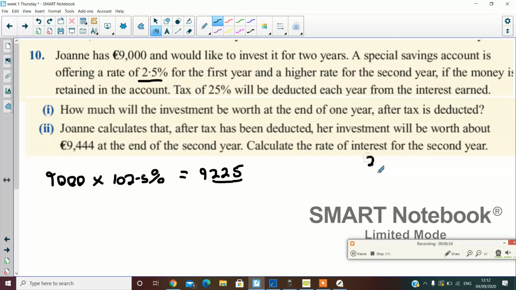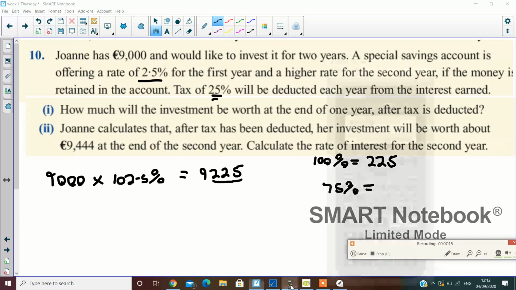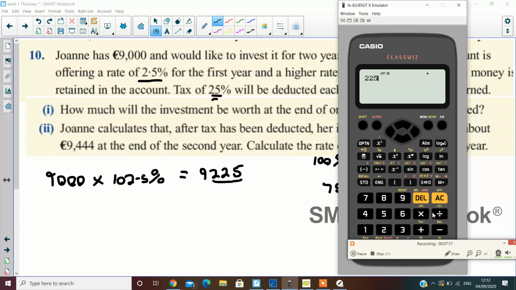Okay, that €225, you're not allowed to keep it all. So €225 is 100% of your interest. You're not allowed all of it. What percentage are you allowed to keep? Exactly. So divide by 100, multiply by 75. And what did you get? No, you didn't. Try again. Divide by 100 and multiply by 75. So 225.